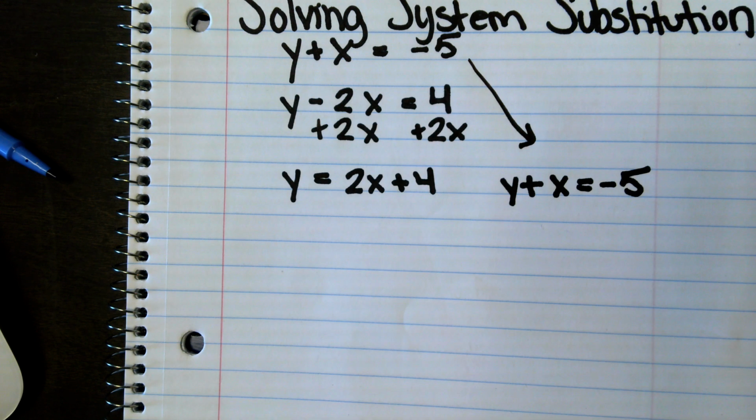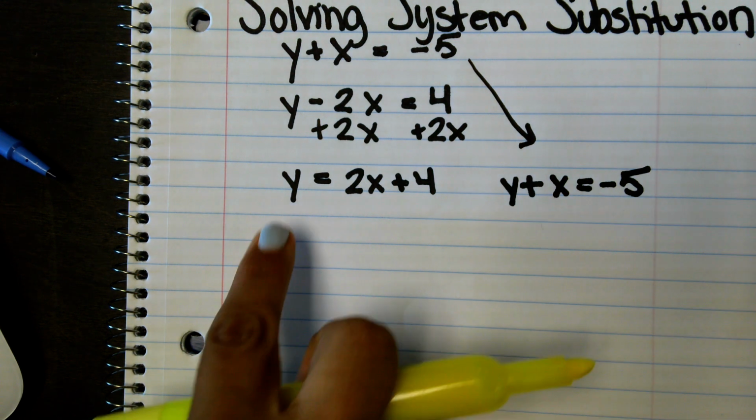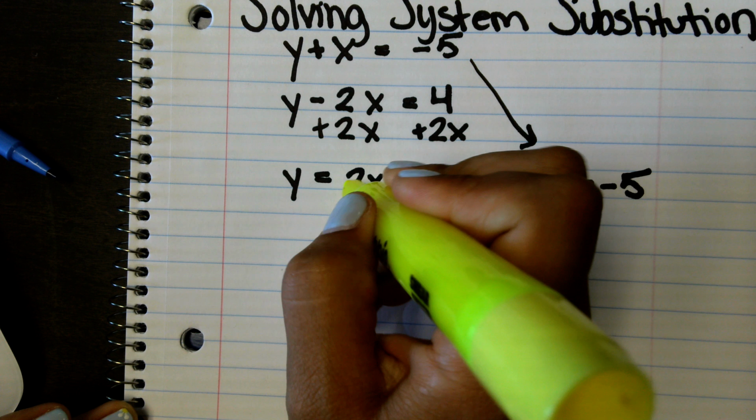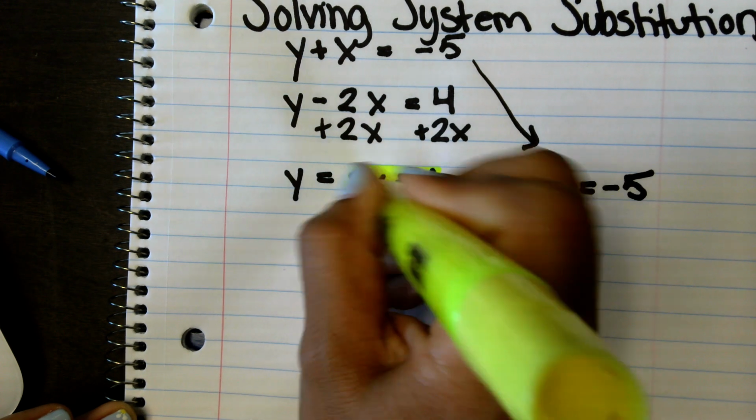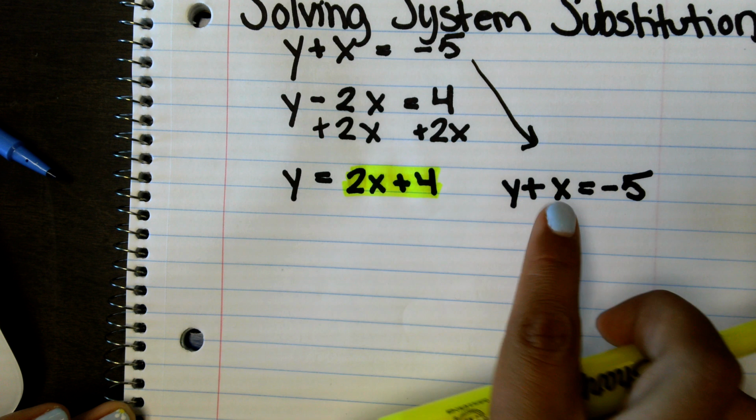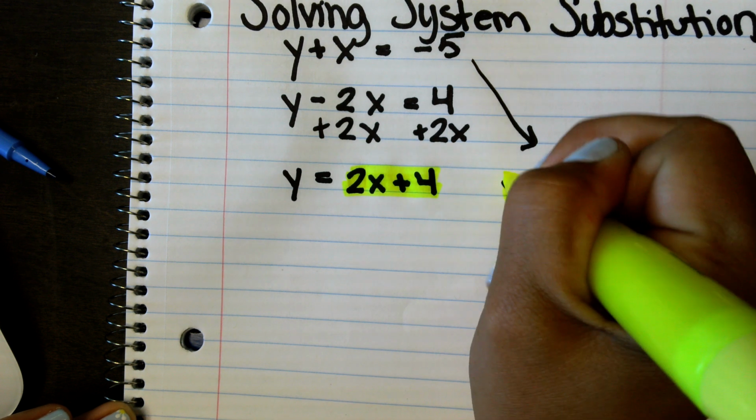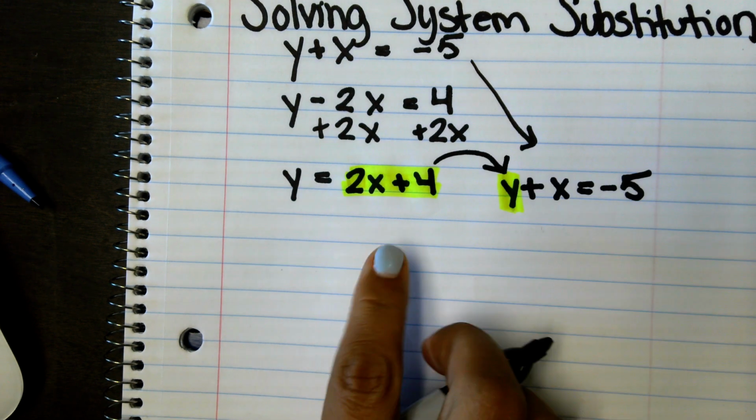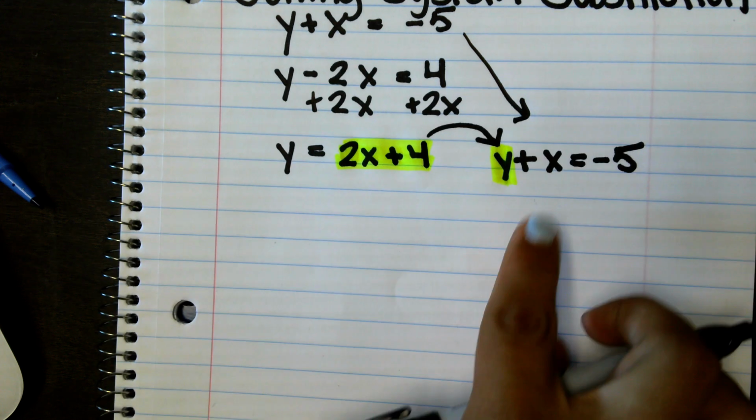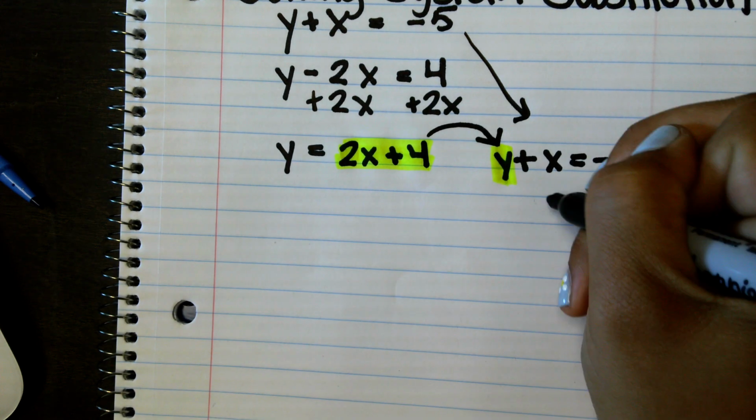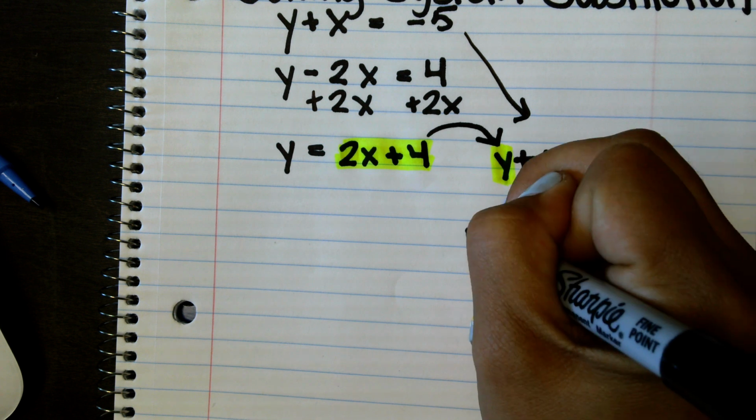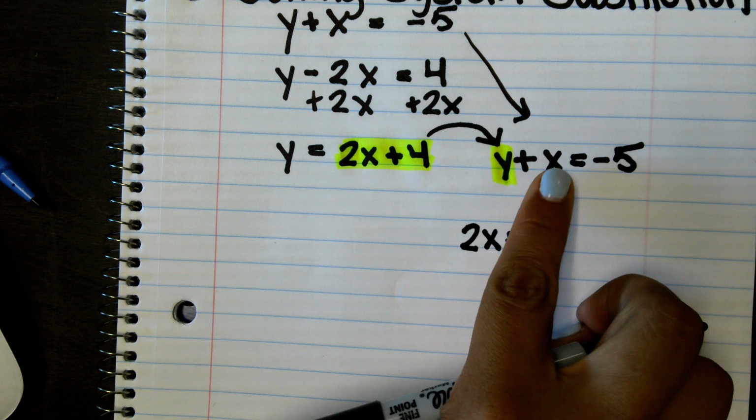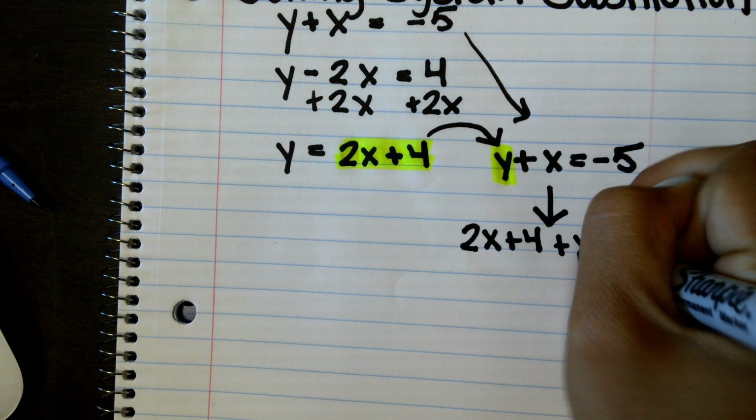So here's the substitution part. What we know right now is that y is the same thing as 2x plus 4, right? They're equal. That's what equals means. These are the same thing. So that means that over here, instead of writing y, I can write 2x plus 4 because they are the same thing. So I'm going to rewrite this equation. Instead of writing y, 2x plus 4, there it is. And now I'm going to write the rest of my equation. Plus x equals negative 5.